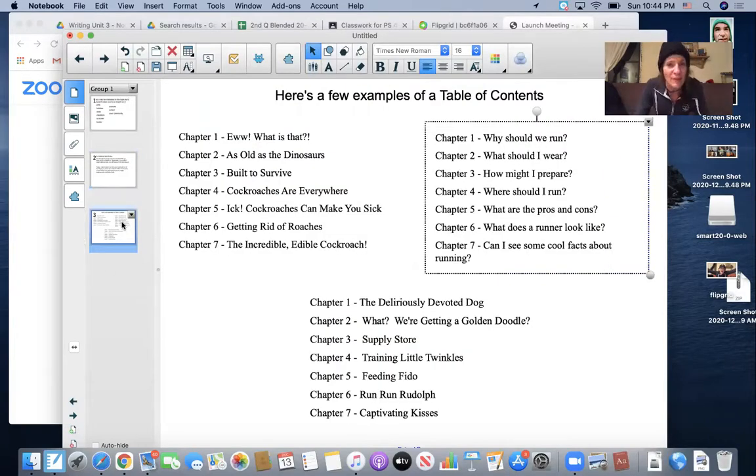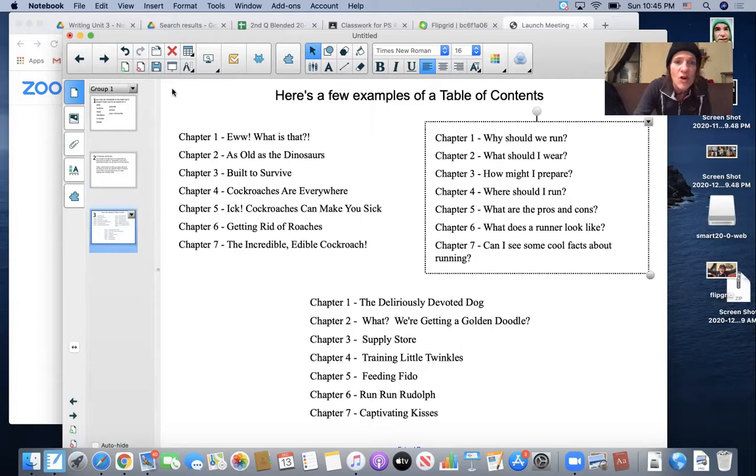This is a few examples of the table of contents from fictional books, meaning I didn't write these books. I made them up. Well, this one actually somebody did, but these other two I haven't written them yet. I'm just trying to figure out, if I were to write about these things, how might I organize my information? I'd like you to do this a couple of times.